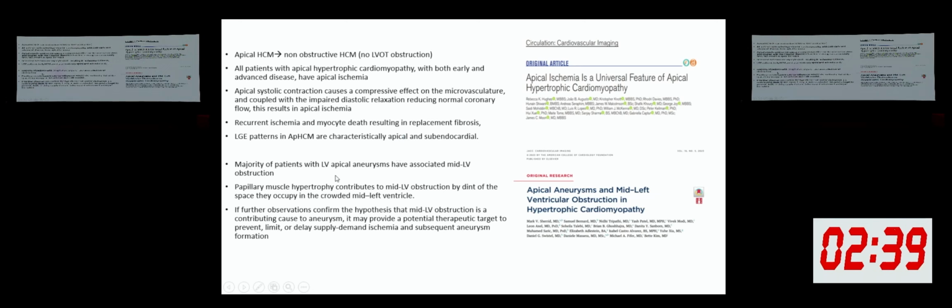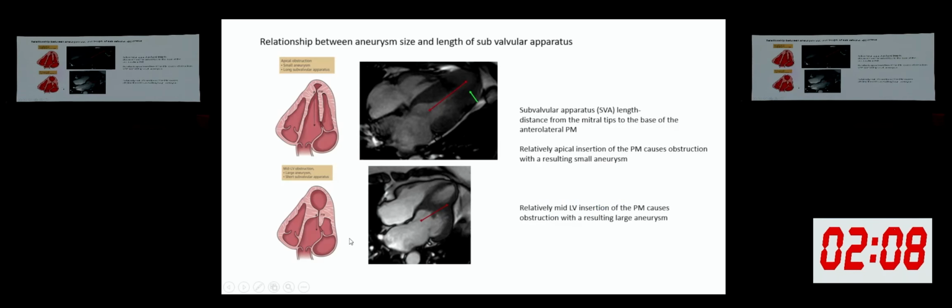The majority of patients with LV apical aneurysm had associated mid-ventricular obstruction, and papillary muscle hypertrophy acts as a plug when it occupies the crowded mid-LV. The importance is that if further observation confirms this hypothesis, that the mid-LV obstruction is contributing to aneurysm, then it is a potential therapeutic target to prevent, limit, and delay the supply-demand ischemia and subsequent aneurysm formation, which is the poor prognostic cause in this group of patients.